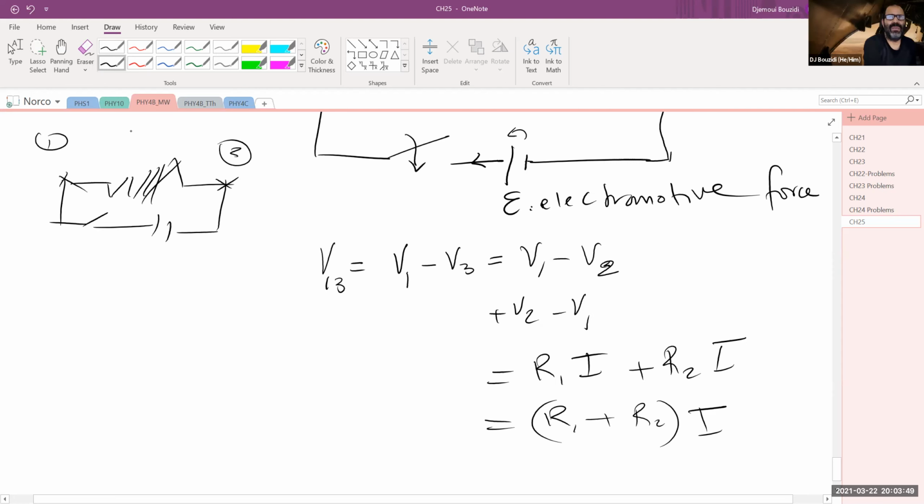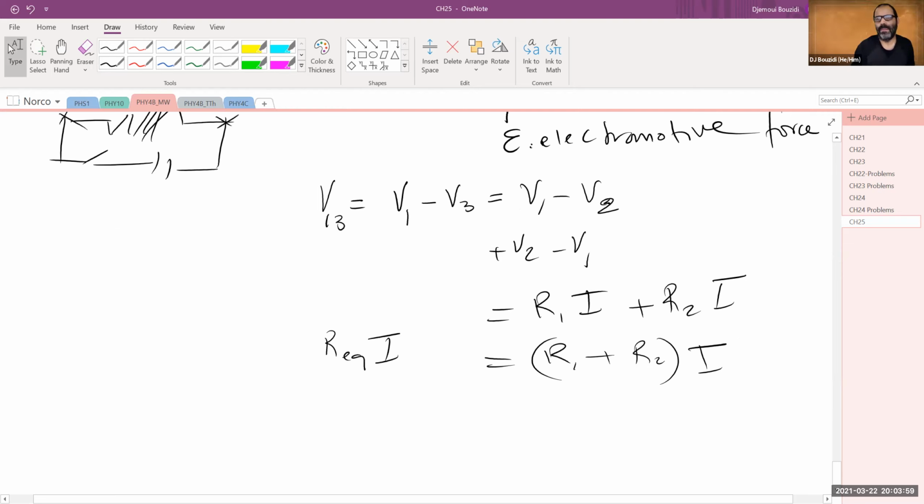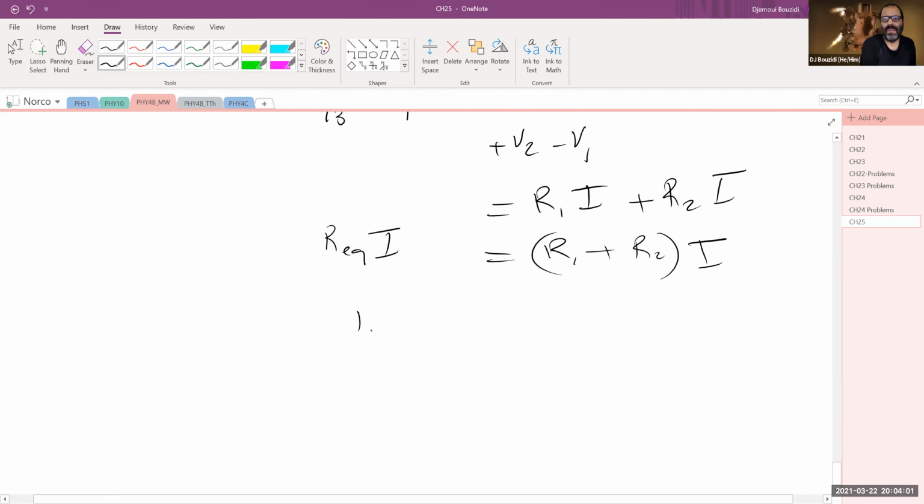So it looks like I only have one resistor in there, and this one resistor is behaving in such a way that it is proportional to the current. Its value is just the sum of the two. R equivalent is just the sum of R1 and R2. This is N-like. So obviously if I have three of them, I have just to add another one and so on and so forth.